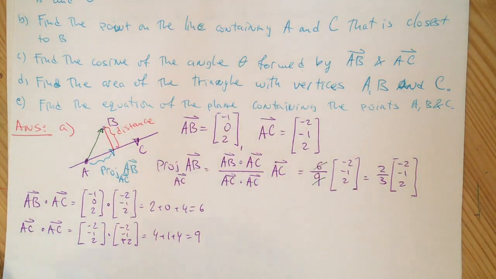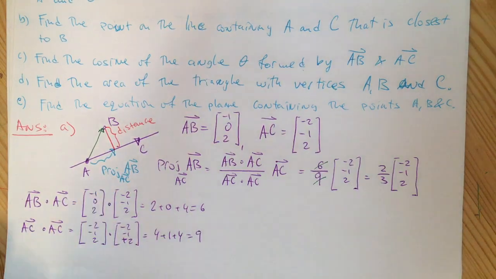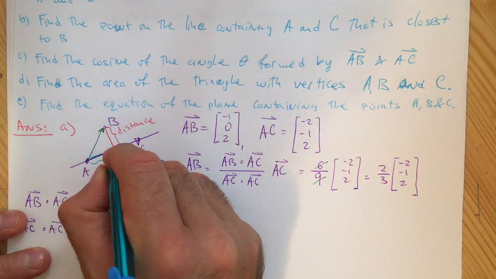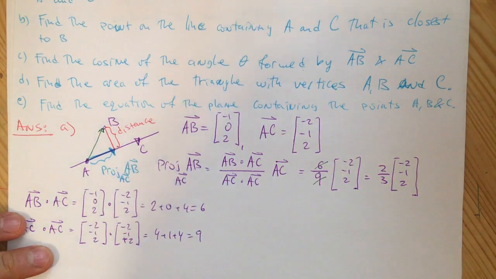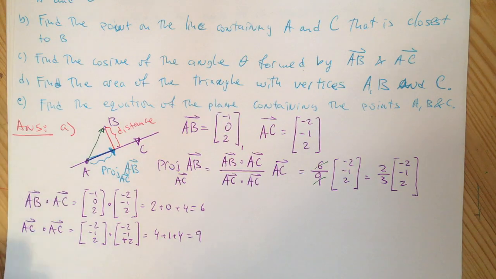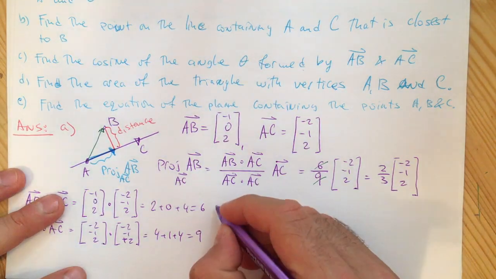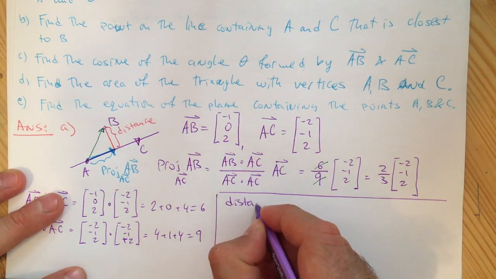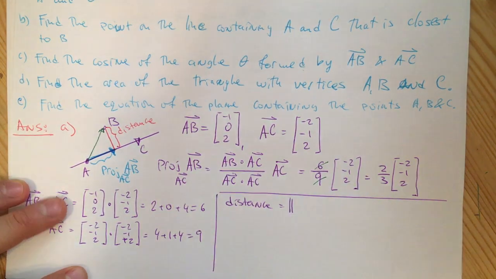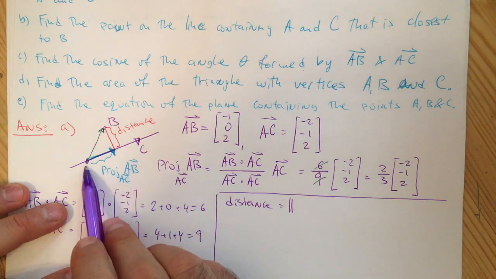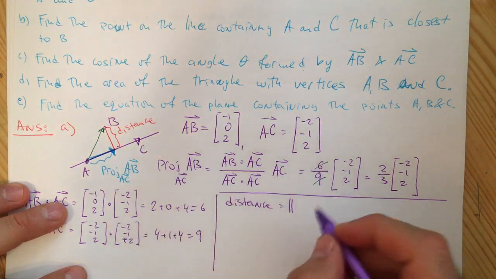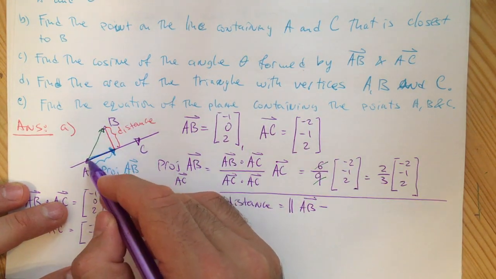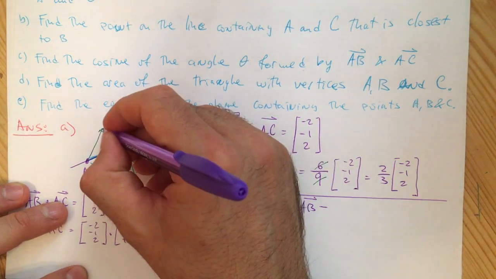So what is this vector? This vector is right here. Now in order to find the distance, it is the magnitude of what? Of the difference of these two vectors. So you can say AB minus the projection gives you this vector right here.